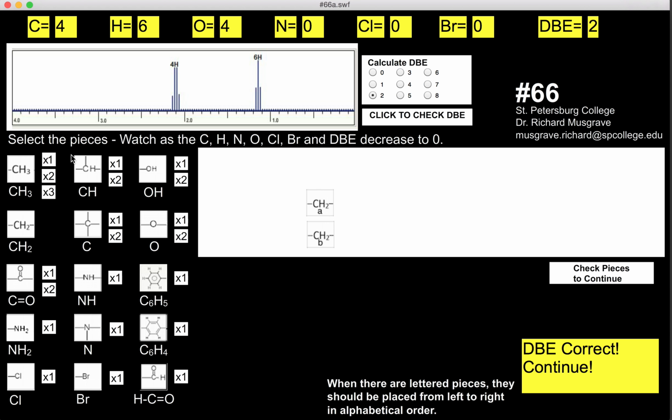The 6H then is going to be 2 CH3 groups, and we are left with 2 Cs, 4 Os and 2 double bond equivalents. That would probably suggest that we have 2 C double bond O groups, and that leaves us with 2 oxygens. We don't have hydrogens on them, so we're looking at these groupings here.